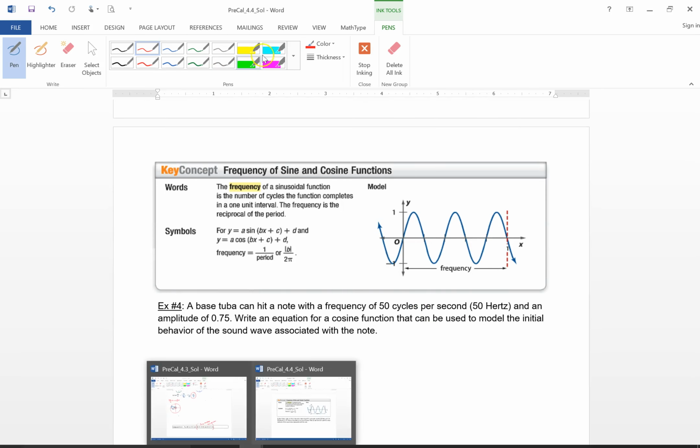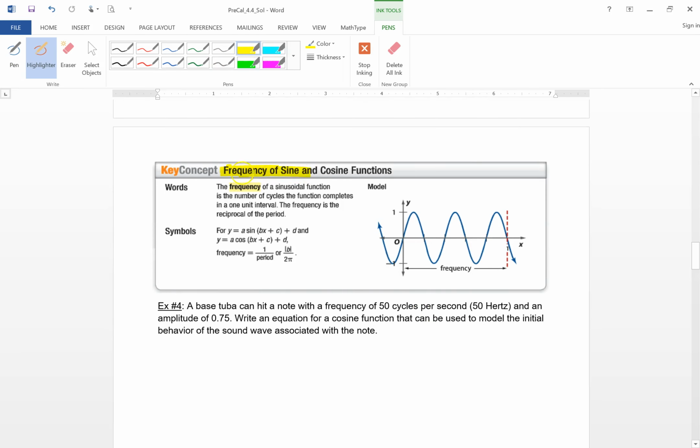So frequency, and what was the formula for the period? 2 pi over b. This is b over 2 pi, meaning 1 over period. Okay?